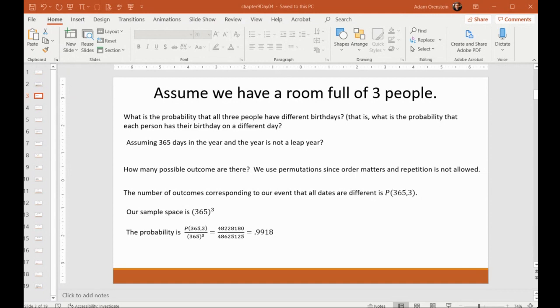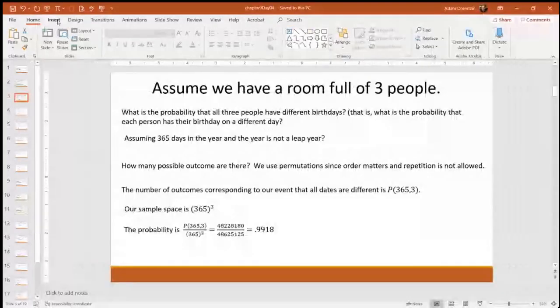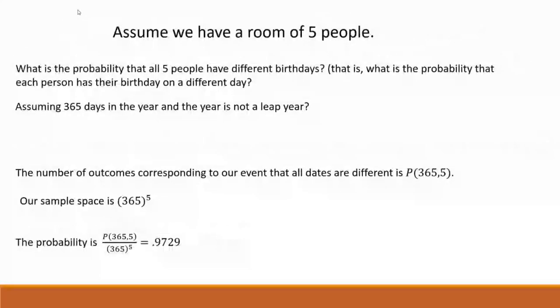But now what we're going to do is kick it up a notch, so to say. Instead of 3 people, let's see what happens if we have 5 people. But it's really the same idea. The whole experiment is we're asking each person when their birthday is. Again, we don't care about the year. We just want to know what day. We're assuming there are 365 days in a year.